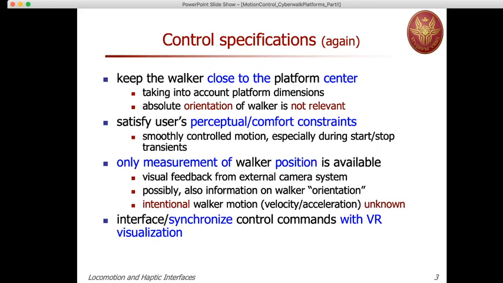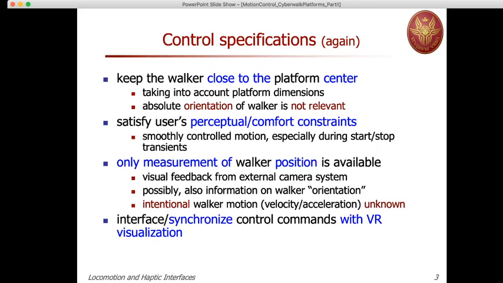We have measurement about the walker position, so we will use in this case a Vicon system, not a simple camera mounted on top of the platform, essentially because we are able to use the same system to localize the user and also to localize the posture of the head, which is an information that is being used for visualization in the head-mounted display. We may use also some information about walker orientation. We did not use this in the beginning.